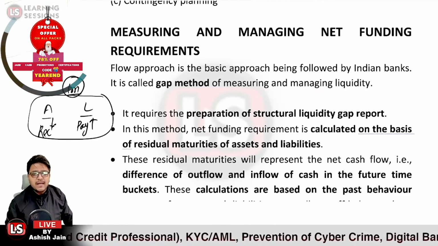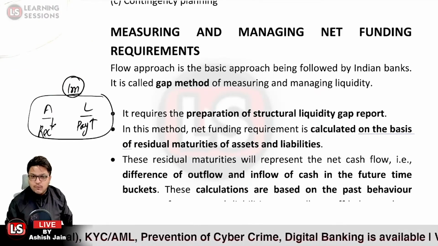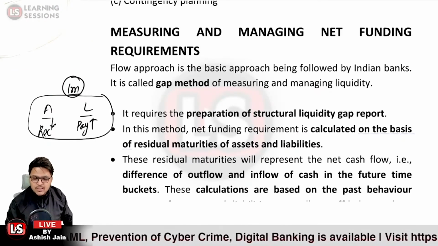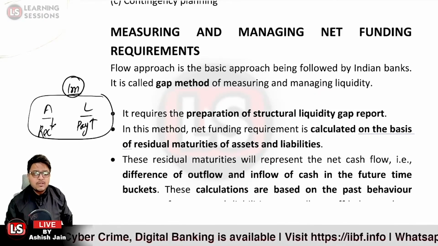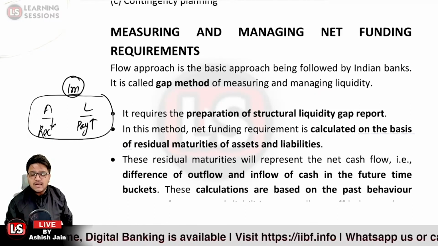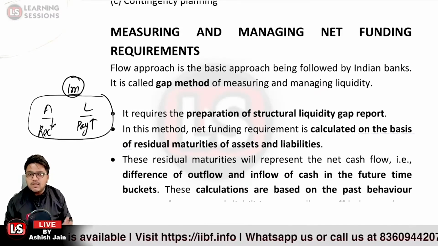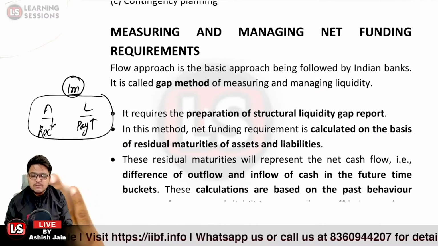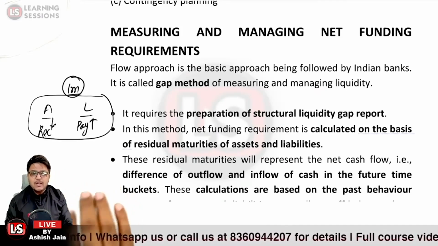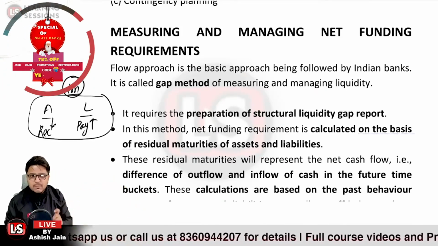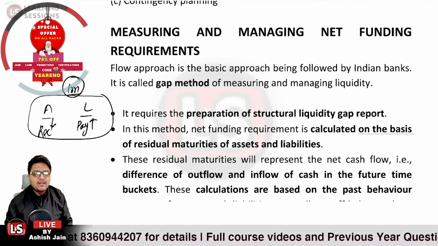In this method, net funding requirement is calculated on the basis of the residual maturity. So we look for the residual maturity of the assets and liabilities, and the net of these residual maturities will be representing the net cash flow. That is the difference between the inflow and the outflow. Inflow is related to the receipts, the asset part, and the payments are related to the liabilities part. The difference between these will be represented by the net cash flow.